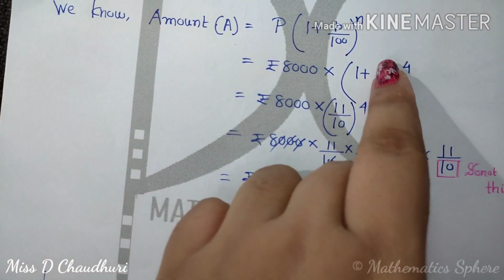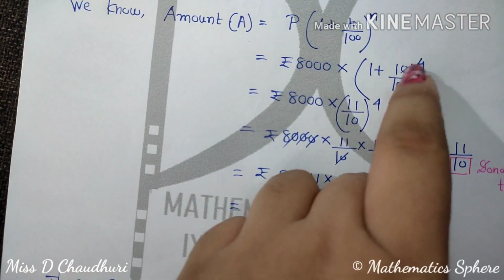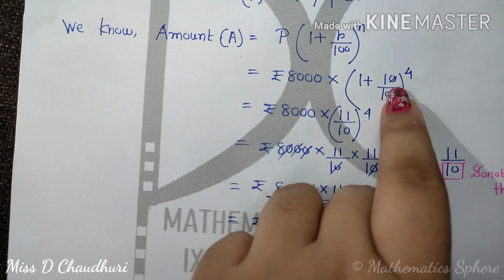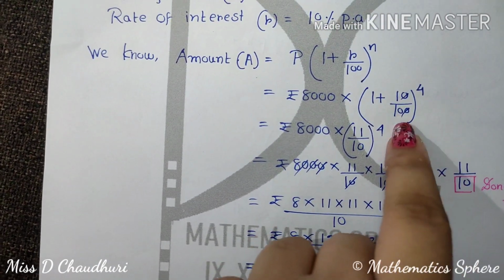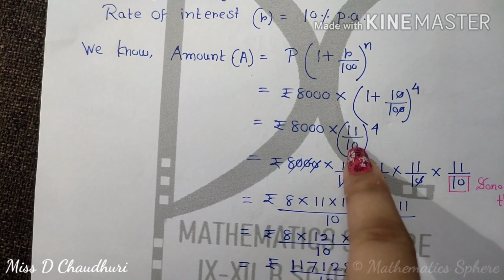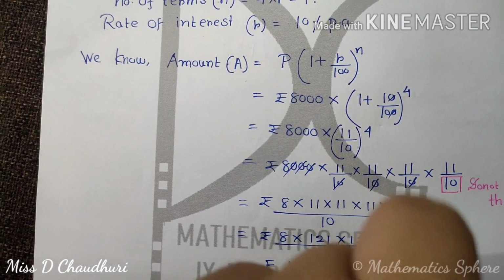So here we can see this 10 and this 100, 0 will be cancelled from the numerator and denominator. So cancel it. So now what is remaining? 1 plus 1 by 10. So if you take the LCM, it will be (11 by 10) whole to the power 4.